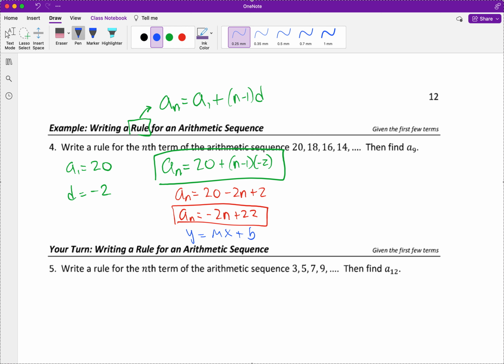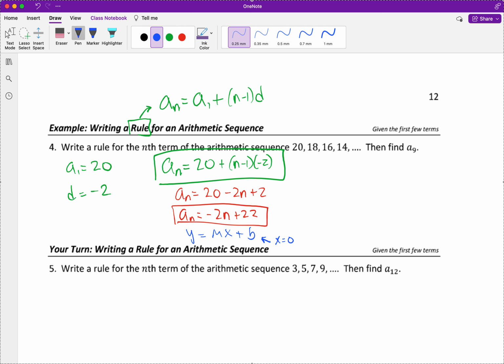And so when we're looking at this, negative 2, which was the d value, is our slope directly, and then b is 22. And notice how that does not line up with what our first term is. And that's because in functions, b happens when x equals 0. And in sequences, n, our x value, cannot equal 0. It goes from 1, 2, 3, 4. It can't be 0. And so that's why we have to have a different first term that's not the same thing as our y-intercept if we thought of these as functions.